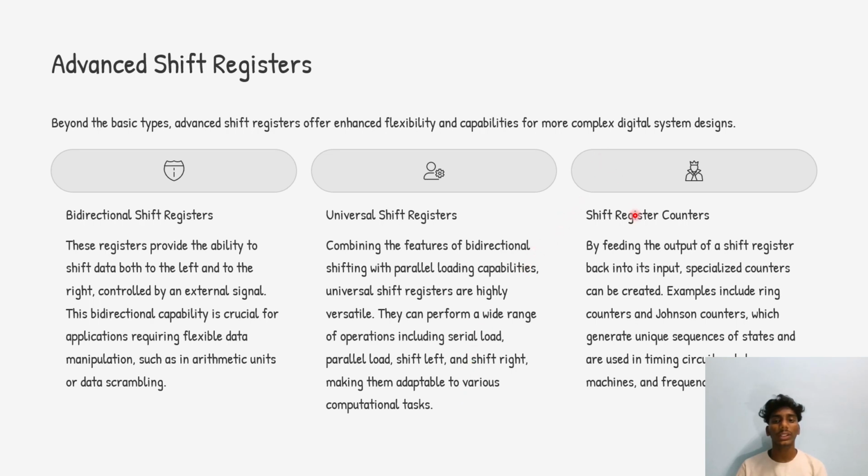And the third one is shift register counters. By feeding the output of a shift register back into its inputs, specialized counters can be created. Examples include the ring counter and the Johnson counter, which generate unique sequences of states and are used in timing circuits, state machines, and frequency dividers.